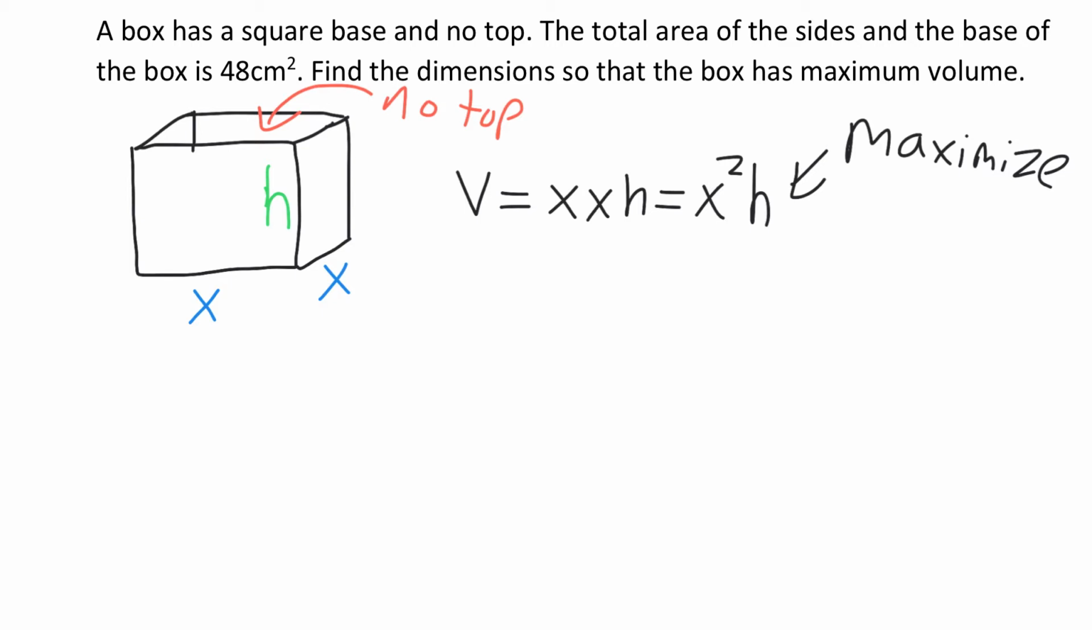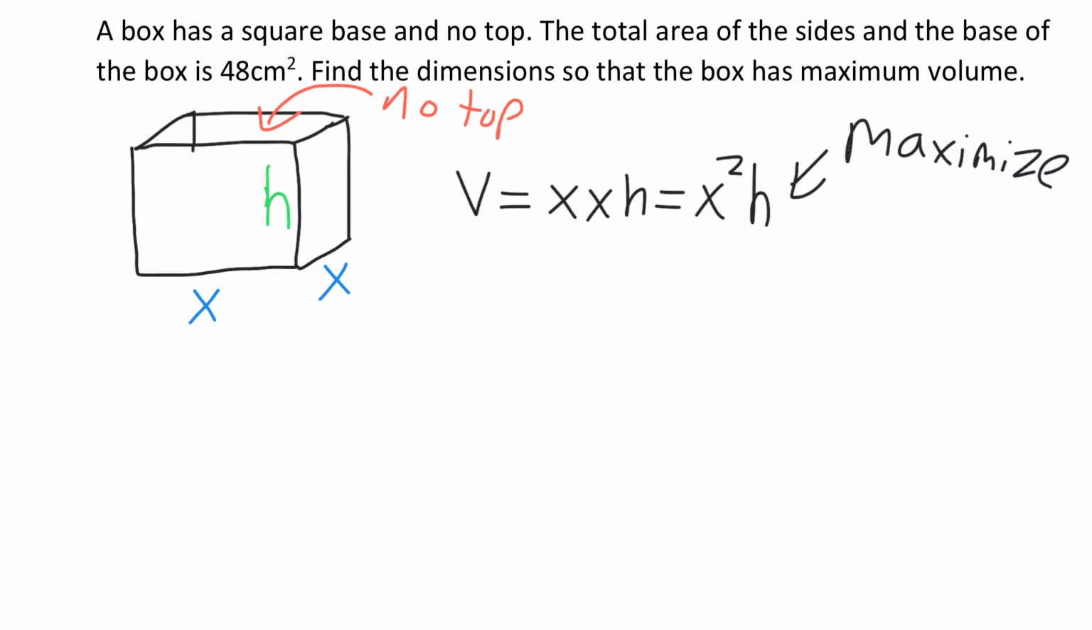Now, if we were to find the maximum, the way we would normally do that is take the derivative. But unfortunately here we have two variables, and so we can't take the derivative like we normally would, because we need this to be just one variable. We don't want this to be V, we want this to be V of x. We want it to be a function of only one variable.